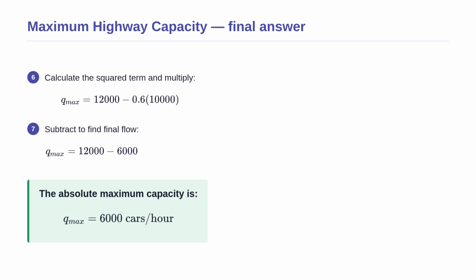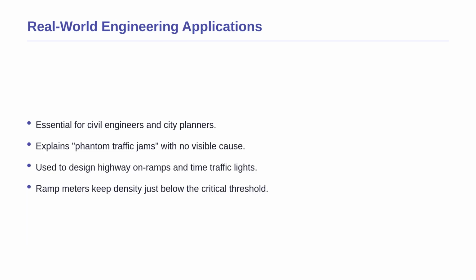If more than 6,000 cars attempt to enter the highway per hour, the density will inevitably push past the optimal mark. When that happens, the flow will drop and a severe traffic jam will begin to build up rapidly. So, we have proven how traffic behaves mathematically.